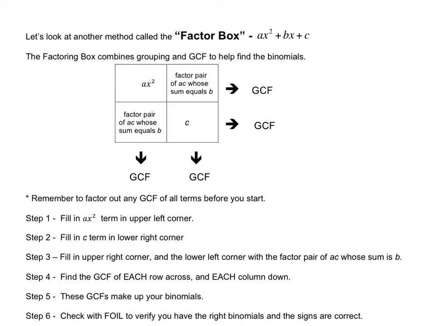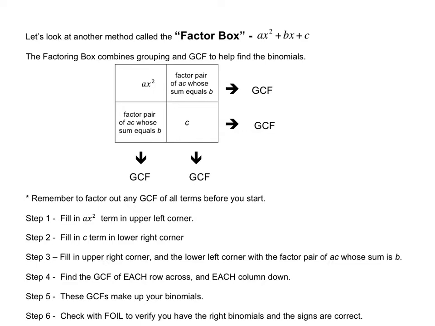There are certainly other methods, but I'm going to use this method called the factor box, that is trying to put our terms into a form where we can kind of use our greatest common factor to help find the binomials. So this page is really not much for you to do. We're going to focus in, though, on how this looks, and then on the next coming pages we'll try some.